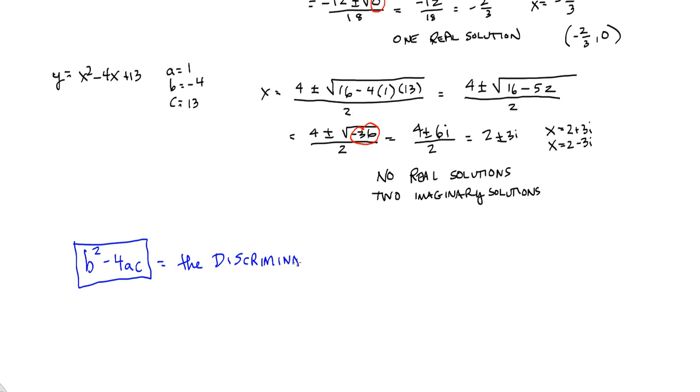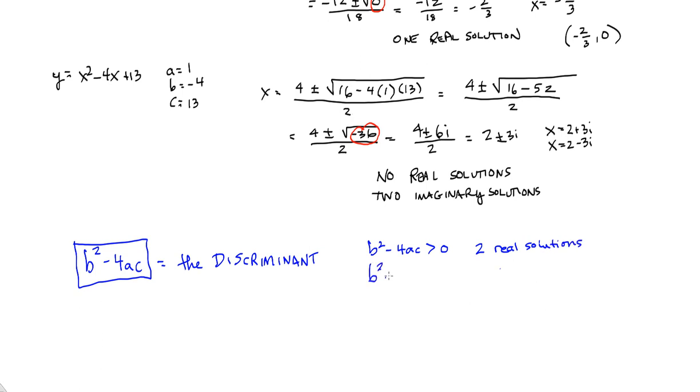It is the portion of the quadratic formula that we can use to determine, even without going through the entire quadratic formula and figuring out what the roots or zeros are, what kind of solutions we can expect from our quadratic function. If b squared minus 4ac, that number under the radical, is a positive number, then we're going to have two real solutions.